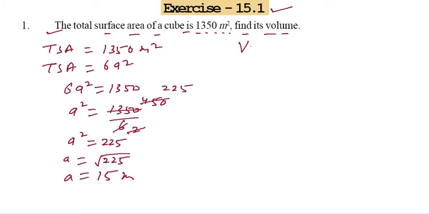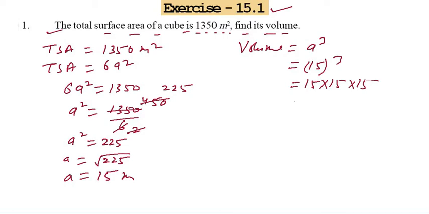Now find the volume. So volume of cube is equal to A cube. So it is 15 cube. Now you can multiply 15 into 15 into 15. So how much? It is 3375 meter cube. So that will be your answer.